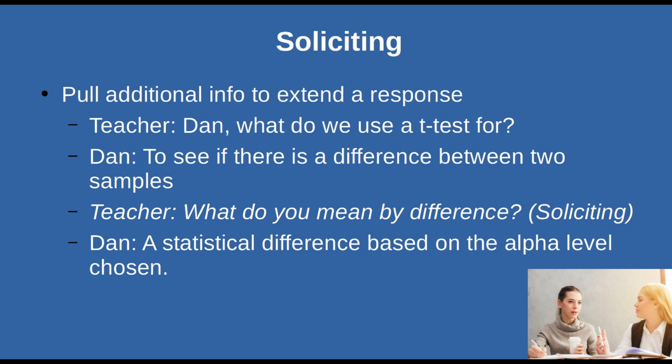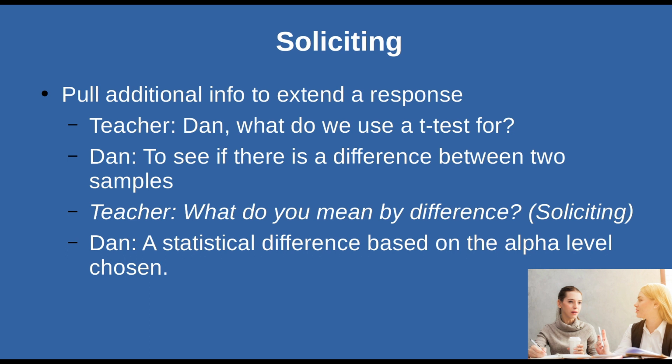You can see that it's the same question and answer each time. The teacher asks what a t-test is. The student says, "To see if there is a difference between two samples." That's a correct answer. Then the teacher asks again, "What do you mean by difference?" Again, this is pretty clear. And so Dan extends his answer. He provides more information and says, "A statistical difference based on the alpha level chosen." This gives a richer response.